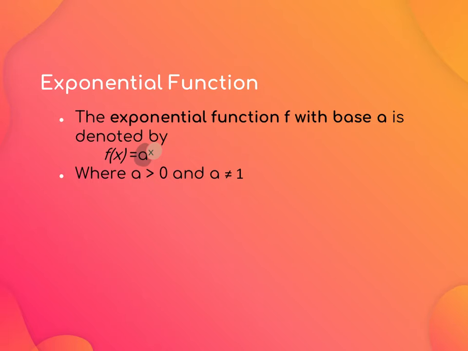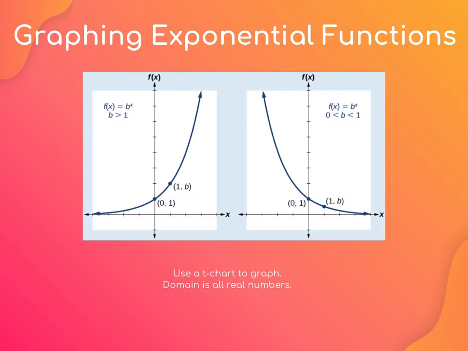Okay? A will be greater than 0, so what you're raising to a power will be greater than 0. And it won't be 1. If it was 1, no matter what I raise it to, it stays constant. That's a line, and that's not an exponential function. So it will be something that either increases or decreases as you move through.